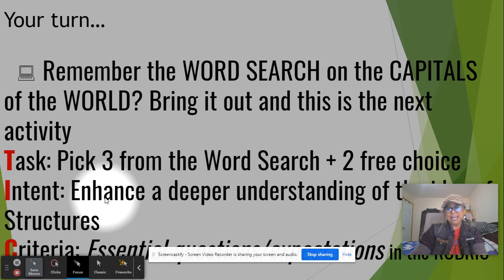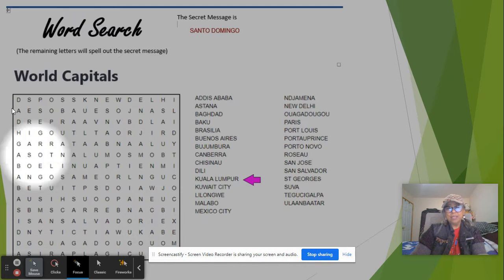I want you to enhance a deeper understanding of the idea or concept of structures and see criteria. How do we do it? I want you to just go by the essential questions and hope you make good slides out of this task. So this was the word search that I was talking about.